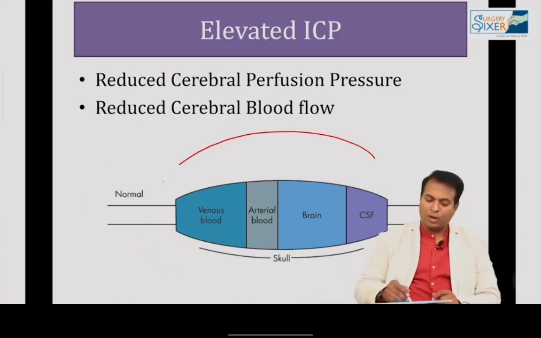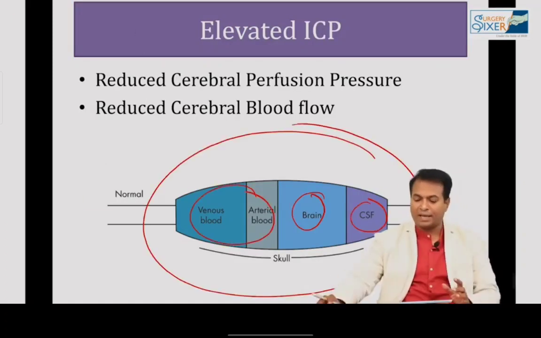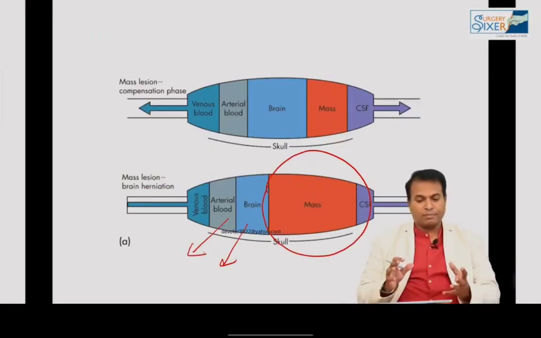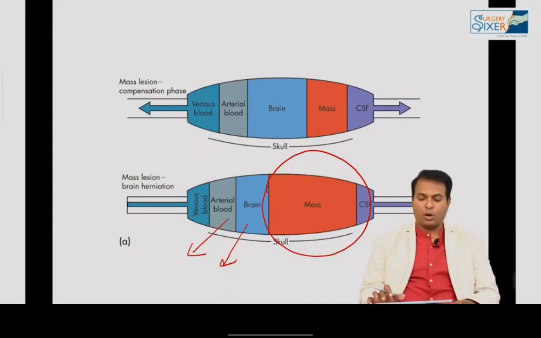This is the image showing the Monro-Kelly doctrine. Brain, CSF, and blood are fixed components. If one component increases, for example if a mass increases, it will compress the brain and other components. The skull is a fixed compartment, so we should have a fixed ratio of the substances in the skull.